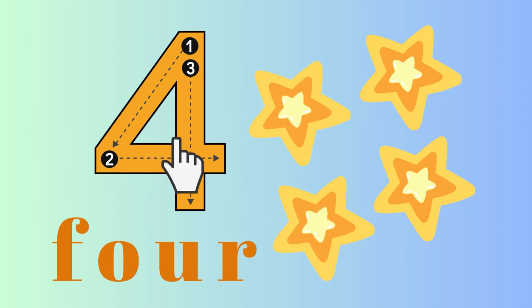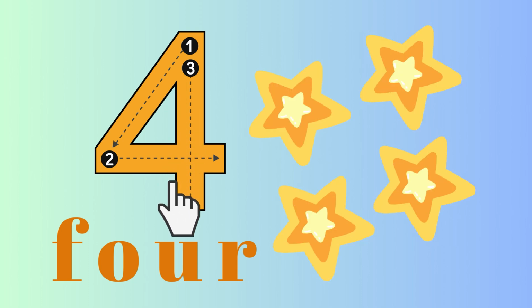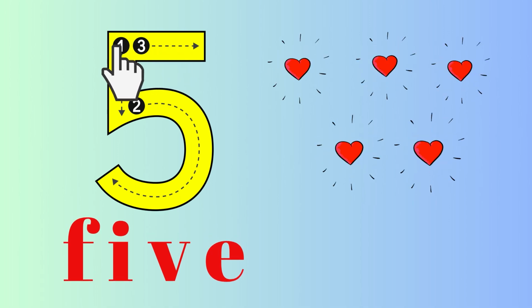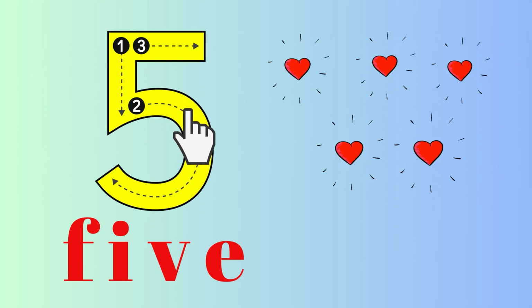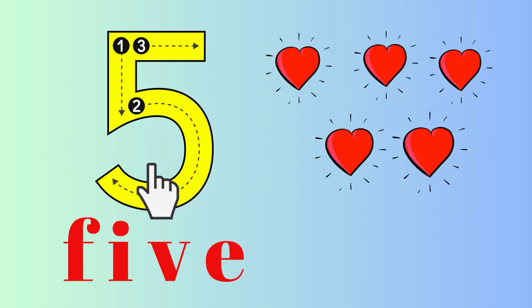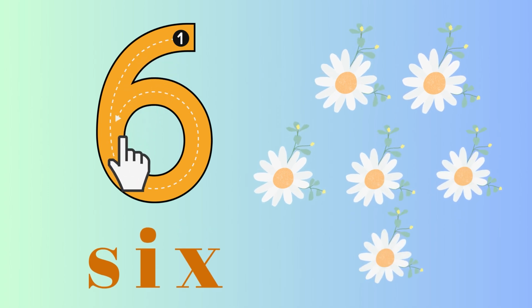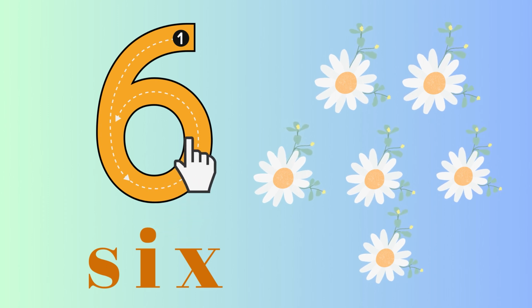There are 4 shining stars. This is the number 4. Five beating hearts are over here, and this is the number 5. Six flowers are blooming, and this is the number 6.